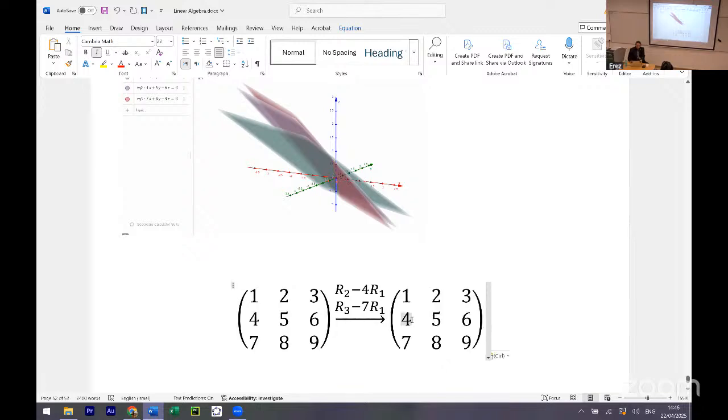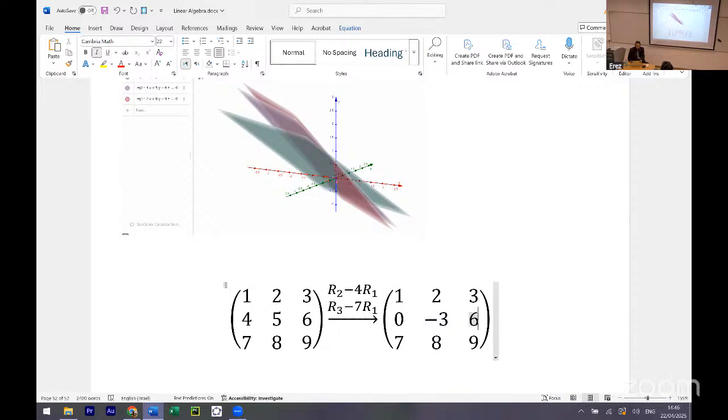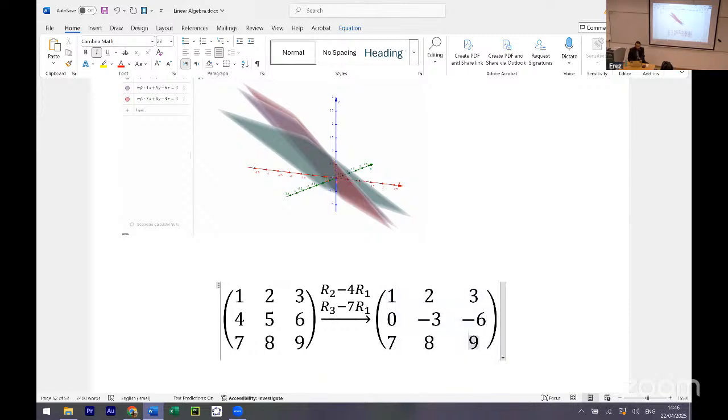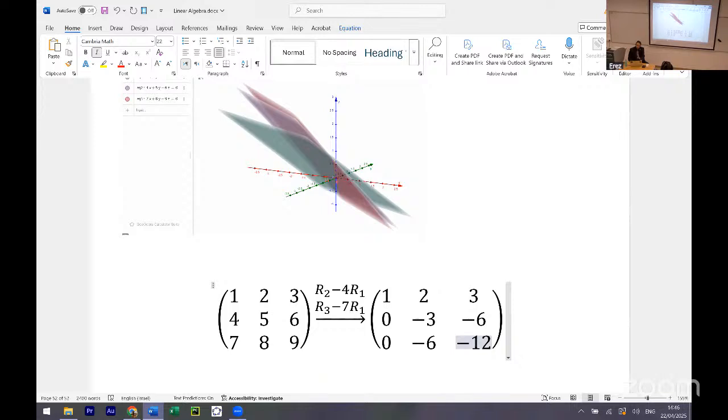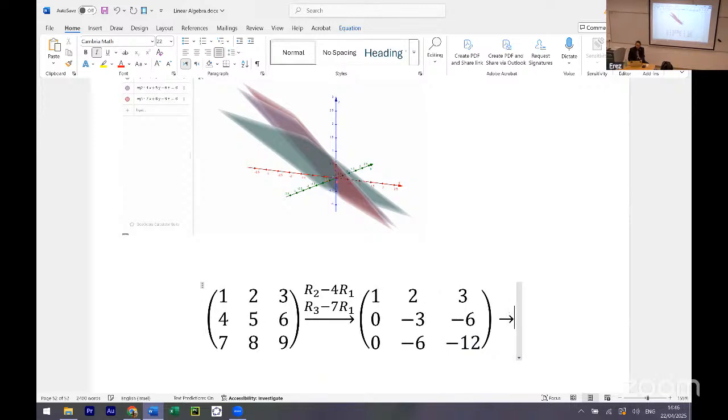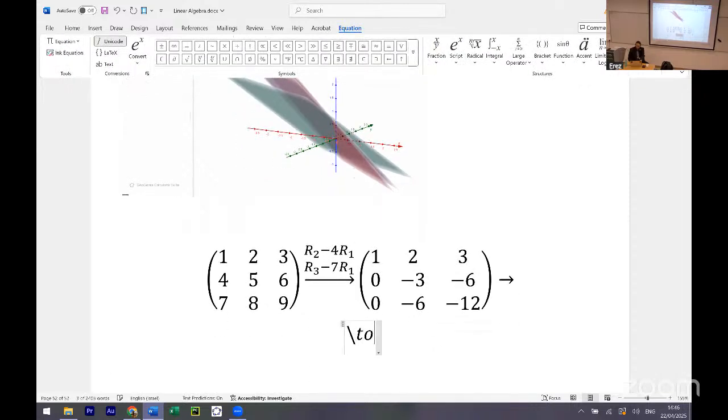So now we have 0, 5 minus 8 is minus 3, 6 minus 12 is minus 6. Now here, 7 minus 7 is 0. 8 minus 14 is minus 6. 9 minus 21 is minus 12. And I'm not doing it that fast, but if you listened to me before, I always use this matrix, so I remember it by heart.